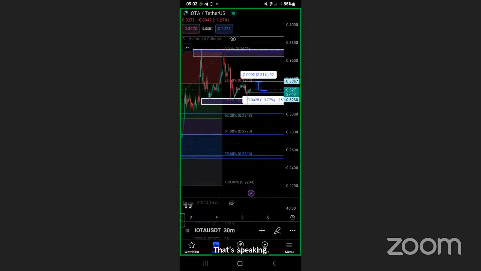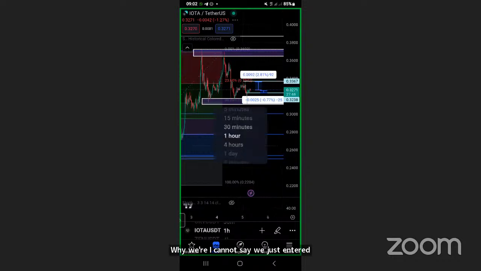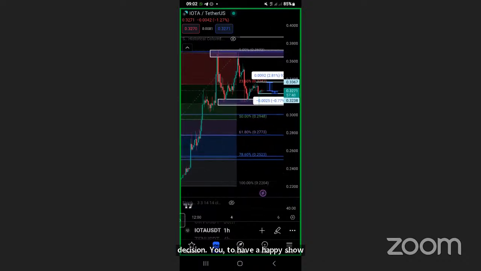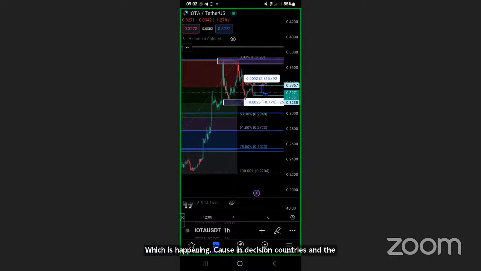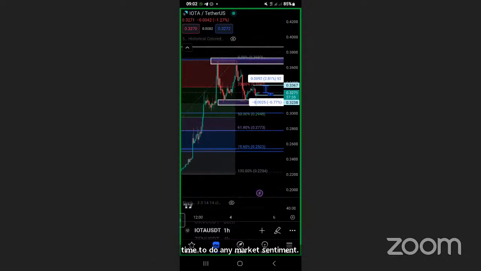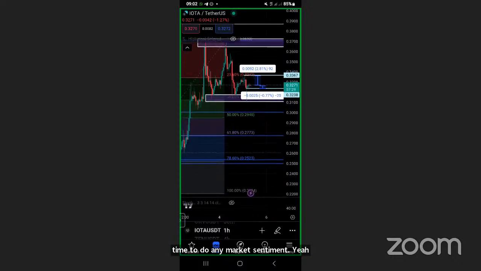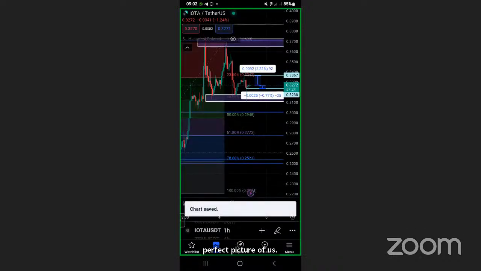I cannot say we should enter first, because there's a lot of indecision, until we have a clear picture of what is happening. Indecision candles can result in any market sentiment, upside or downside. So let's have a perfect picture first before we trade. But let me save these settings. I just want to monitor and see.